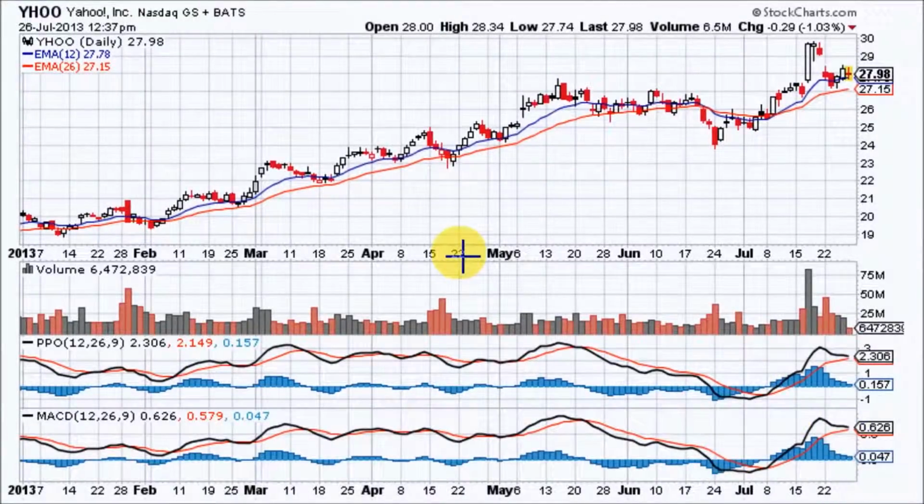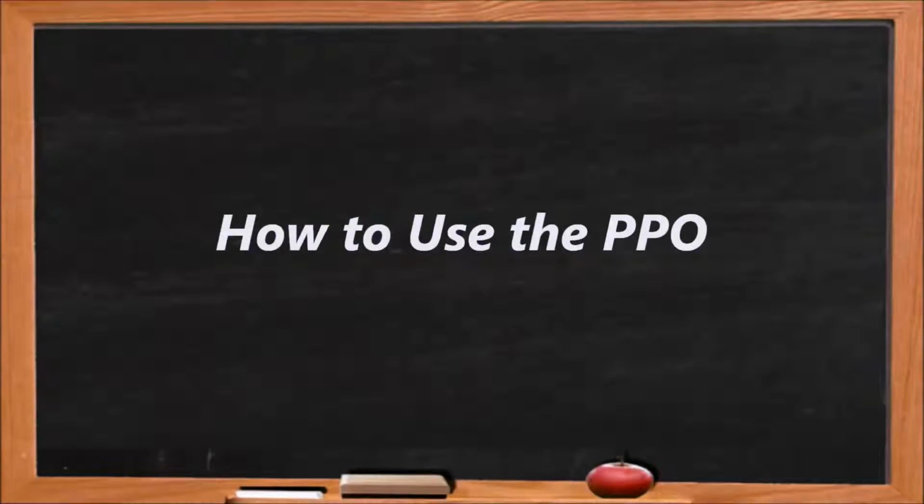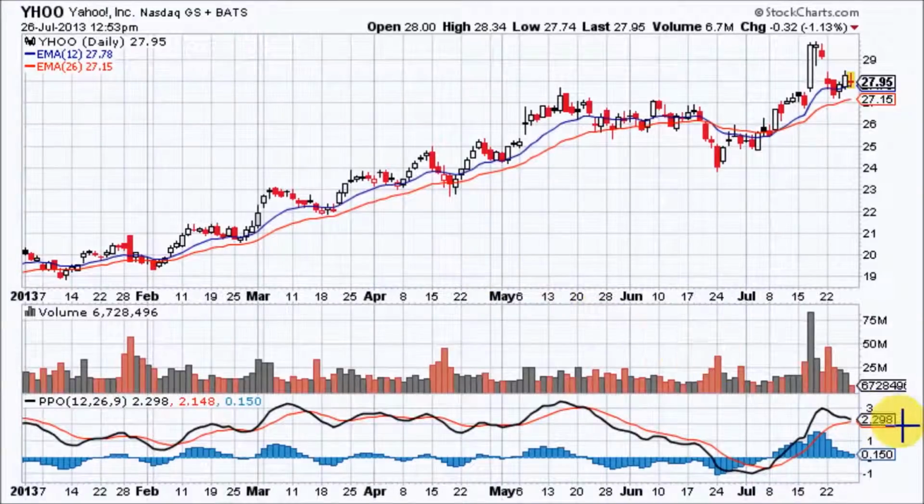There are two major differences between the PPO and the MACD. The first one is the PPO readings are not subject to the price level of the security like the MACD is. Secondly, PPO readings for different securities can be compared even when there are large differences in the price. Now let's take a look at what makes up the PPO.